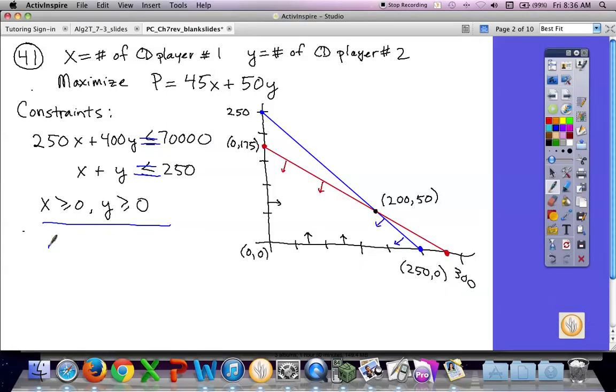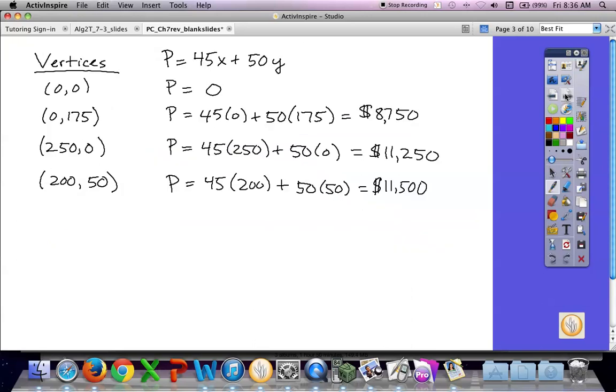Okay, now, what do we do with these 4 points? Plug them into the objective function that we wrote on the first screen, right? So here are the vertices. Plug them in one at a time to the same function, and then calculate. I didn't even do the first one because if it's 0, 0, obviously that's not going to be a maximum profit. But the next 3, I plug them in, and I get those 3 numbers.